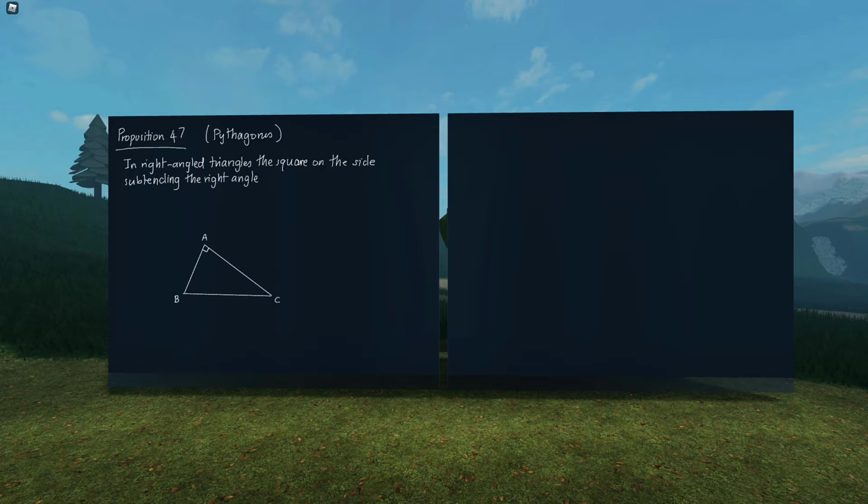In right-angled triangles, the square on the side subtending the right angle, so that's the side BC, is equal in area to the squares, that is the sum of the areas of the squares on the sides containing the right angle. So that is the squares on the sides BA and AC.